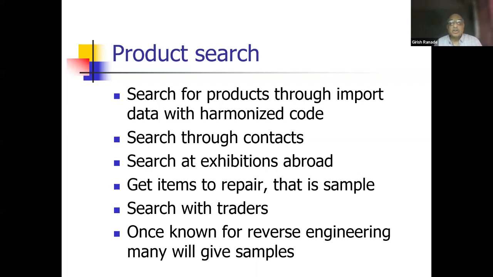Then second is search through contacts. Through one's contacts, one can say that yes, I'll get this product for copying. Another point is search at exhibitions abroad. One can visit exhibitions and really get the item. Another way is to get items to repair. There are many products which malfunction, and then we can say that yes, I will try to repair this. And that is a sample for your reverse engineering product.